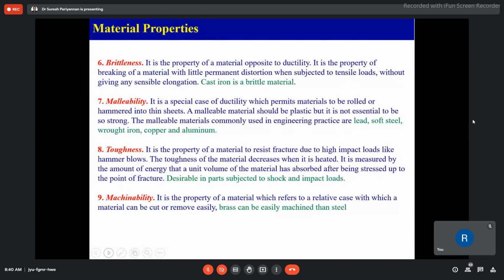But you'll see here, in brittle behavior the material will not go into plastic deformation. Once the material just crosses the elastic deformation, it will immediately break. It will fail. Hence, brittle materials are used in only limited places, such as cast iron for the body of an engine, or cast iron for making a machine bed.